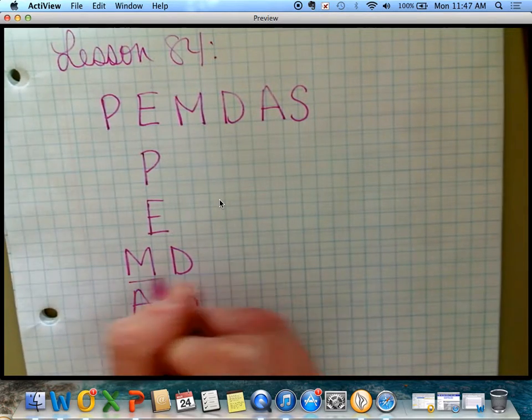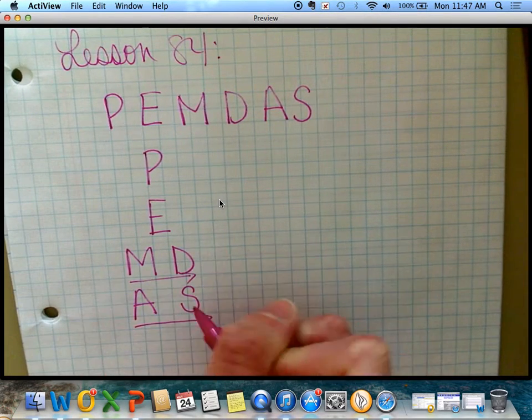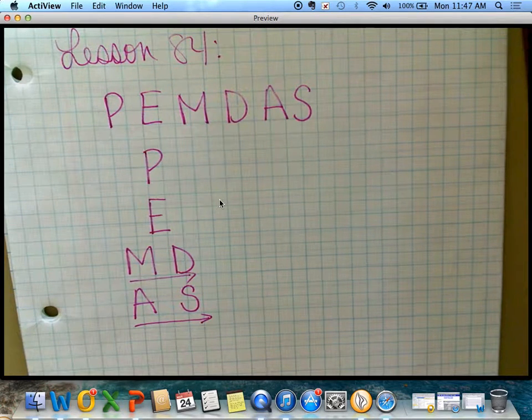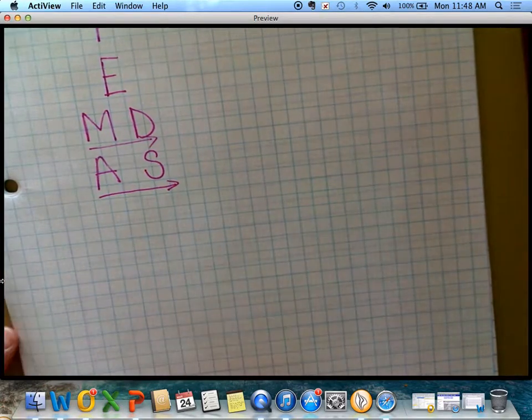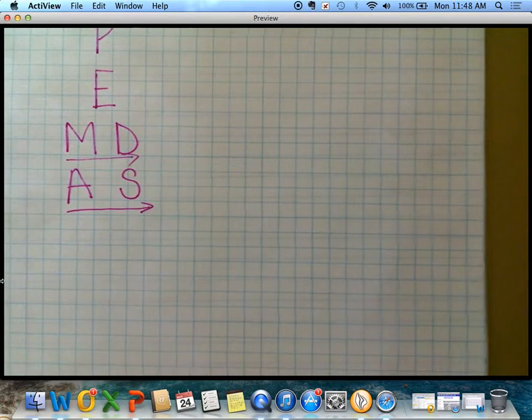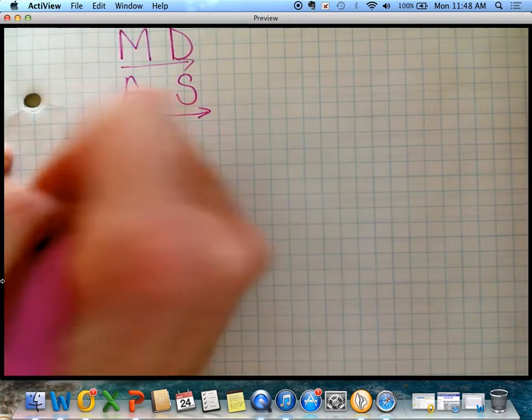Because we go left to right with these two, and they can switch. So parentheses, exponents, multiplication, division, addition, and subtraction. Let's look at example 1. There we go.